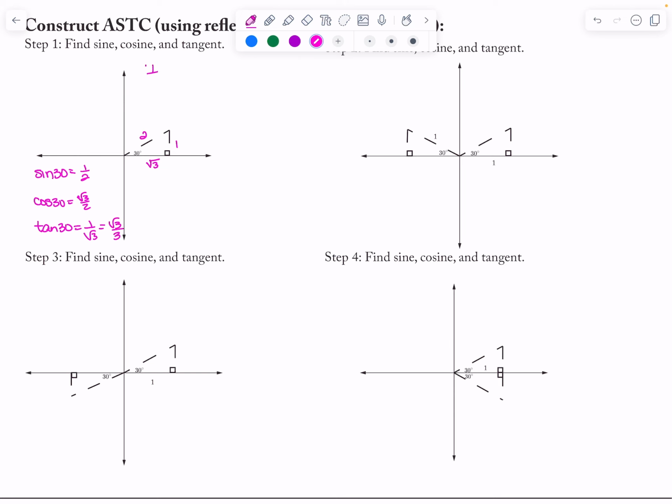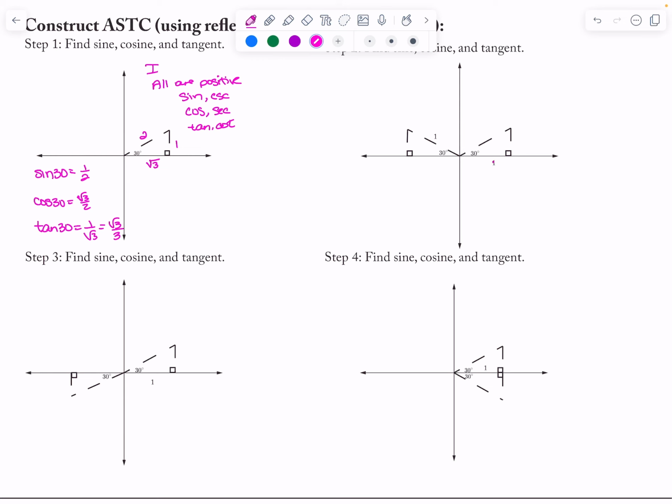And what you notice is that in quadrant 1, again, just like with the 45, 45, 90, all trig functions are positive. All are positive. Meaning my sine and its reciprocal, which is cosecant, my cosine and its reciprocal, which is secant, and my tangent and its reciprocal, which is cotangent. Those are all positive, okay?